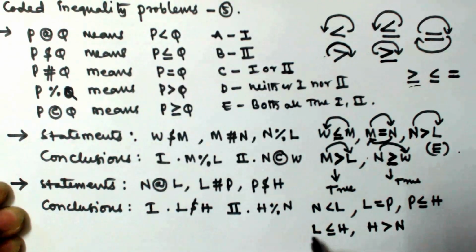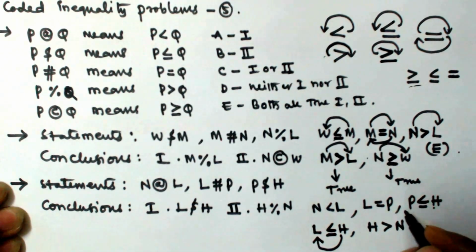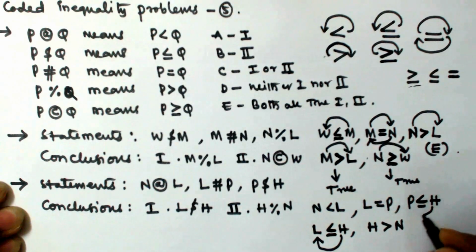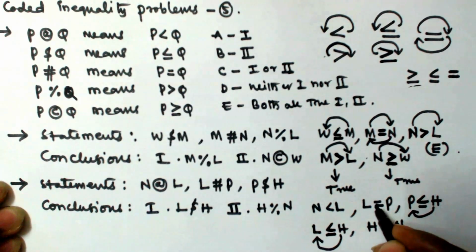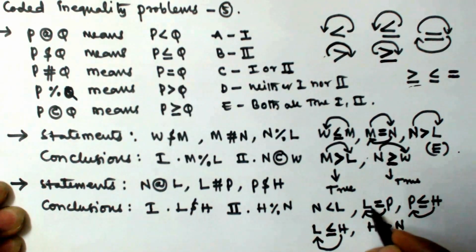Okay, so now let us take the first conclusion: L less than or equal to H. H is at the open end of the greater than or equal to, so we have to make a movement from H to L in the given statements. Let us start from H. We can make a movement from H to P. Why? This one is less than or equal to, and H is at the open end of less than or equal to. So now I reach P. From P I can make a movement to L, because P is equal to L. So that's why I can make L to P and P to L movement. So now I reached from H to L.